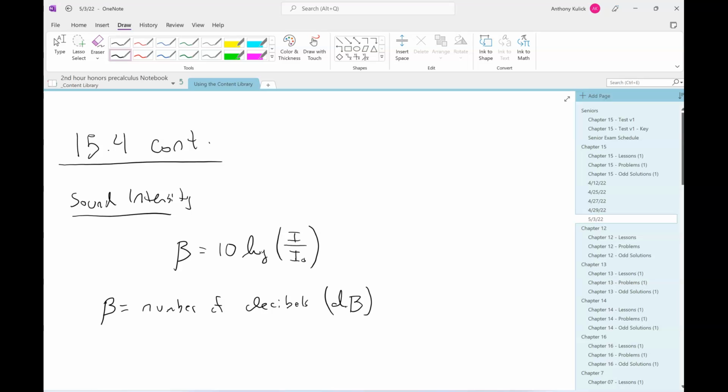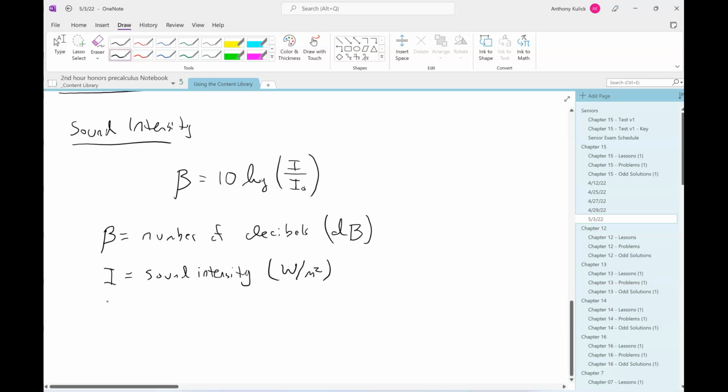Why isn't it D capital? Because the prefix for deci is a lowercase d. You know what I mean? Yeah. I is our sound intensity. And the measurement for sound intensity is like watts per meter squared. And I naught is a constant.